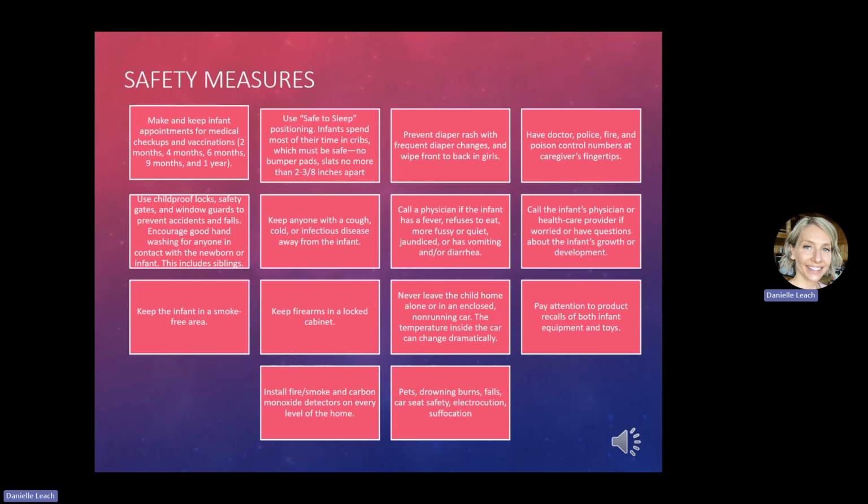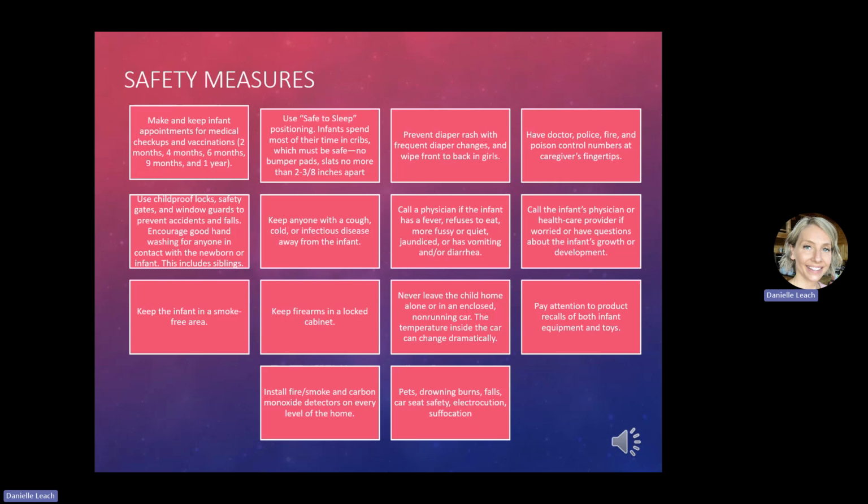We also want to prevent diaper rash. So making sure that parents know to check and change the diaper frequently and making sure that they know to wipe from front to back in girls. Make sure that they have doctors and police, fire, poison control numbers nearby if needed. Making sure that they know to use child-proof locks and safety gates. So locks on things like cabinets where cleaning supplies are kept or medications are kept, locks on windows and toilets, anything that a baby could get into, especially once they start to be mobile.